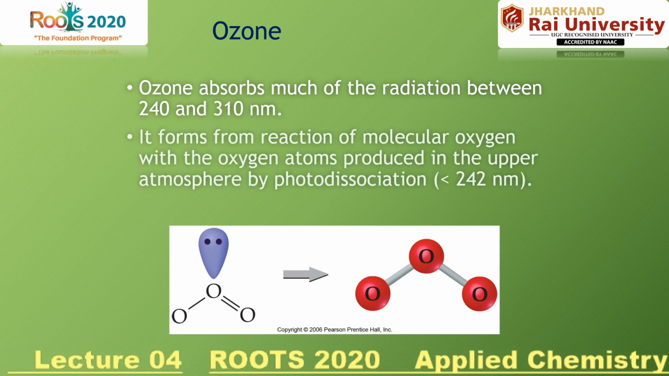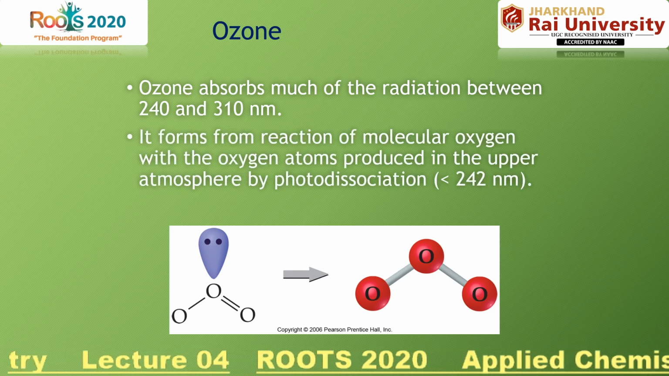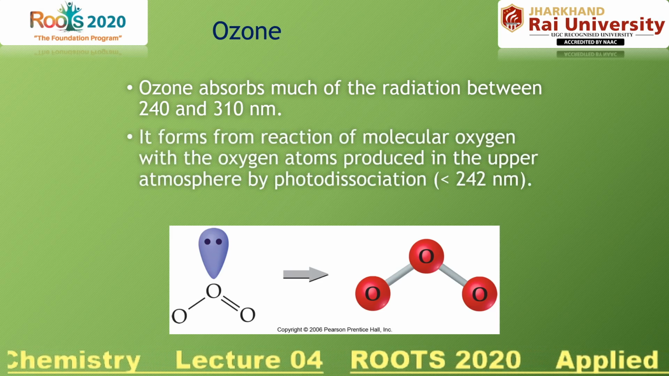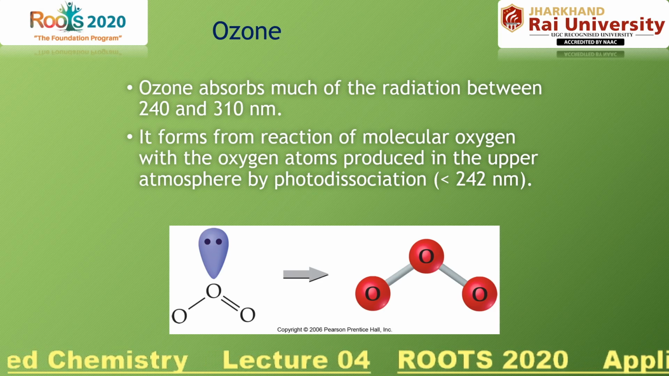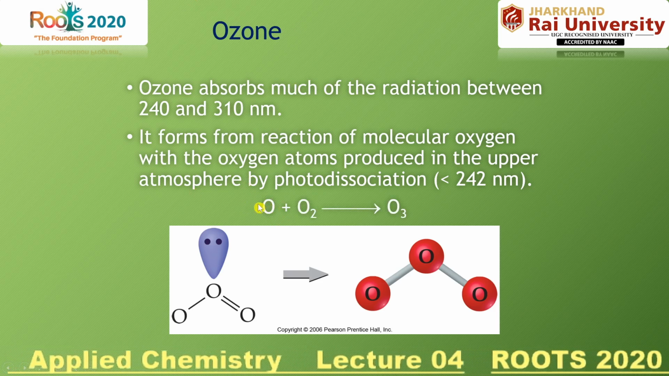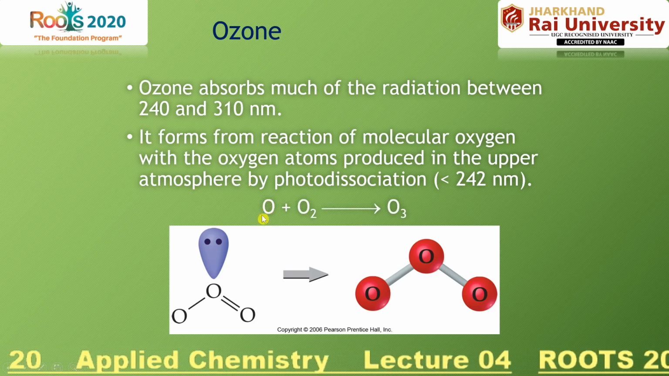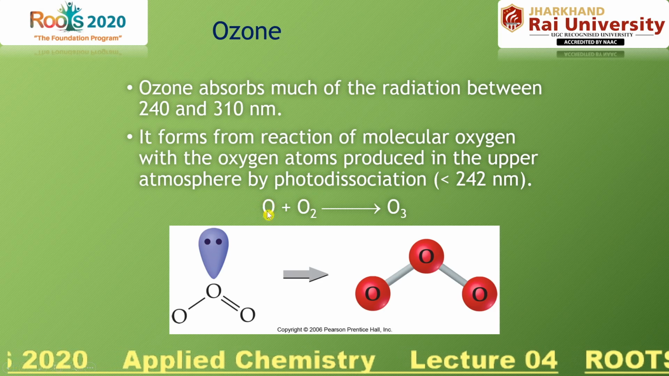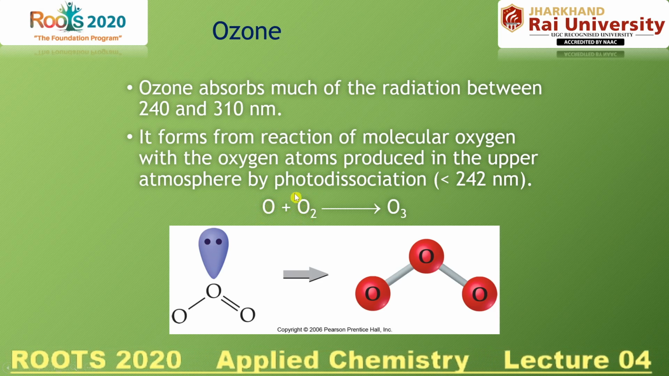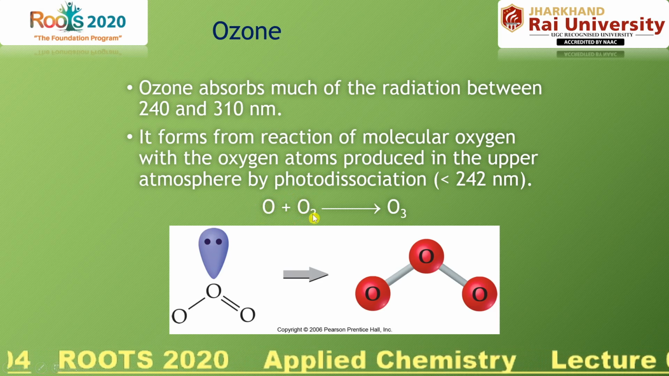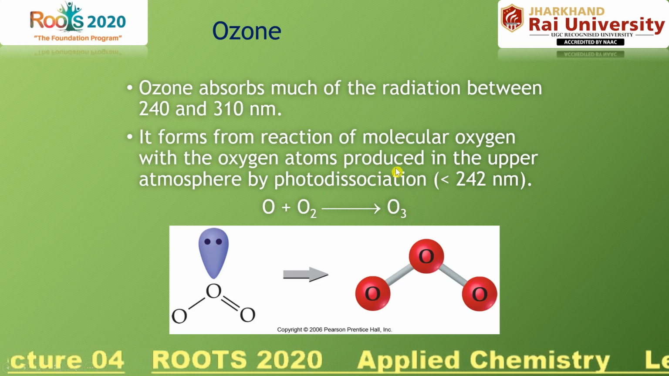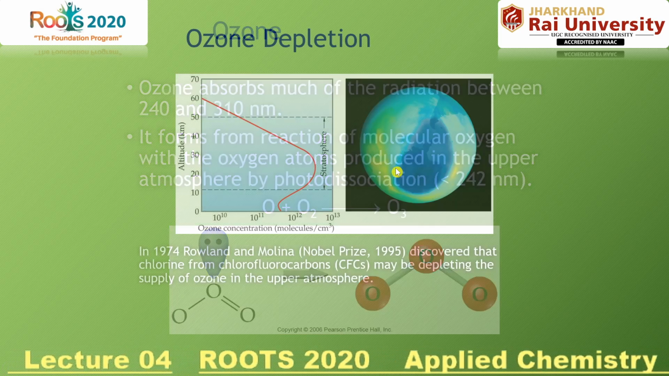It forms from the reaction of the oxygen molecule and the oxygen atom produced in the upper atmosphere by photodissociation. Here you can see in the last slide that photodissociation of the oxygen molecule can form an oxygen atom. Now it combines with another oxygen molecule, ultimately forming O3. So this is the formation of ozone.